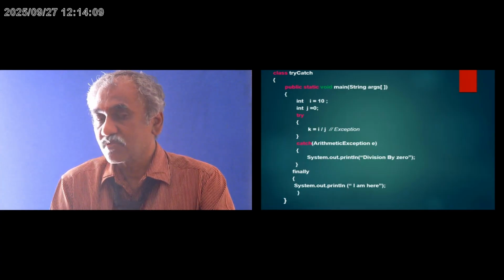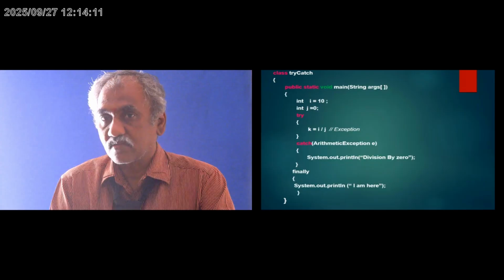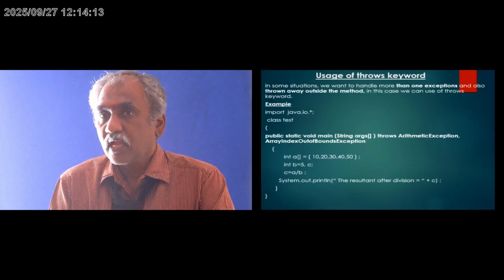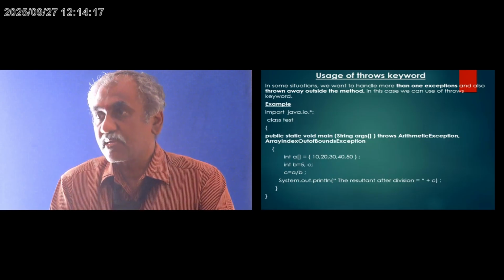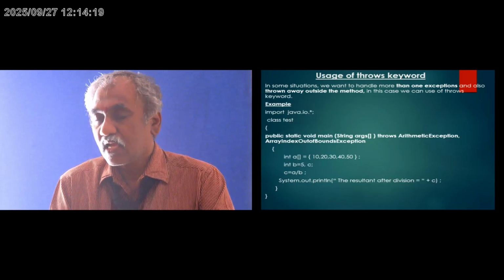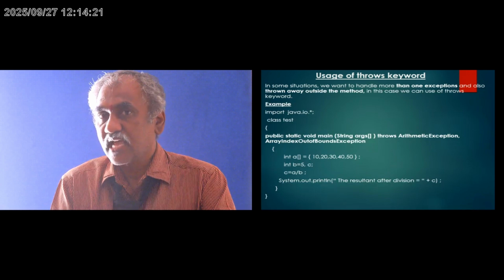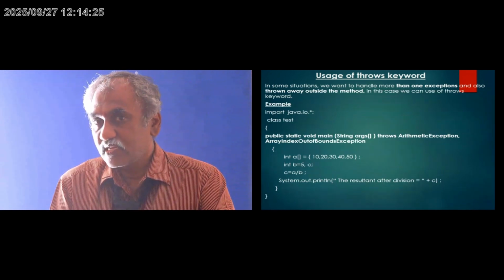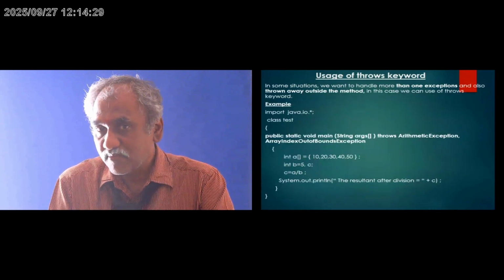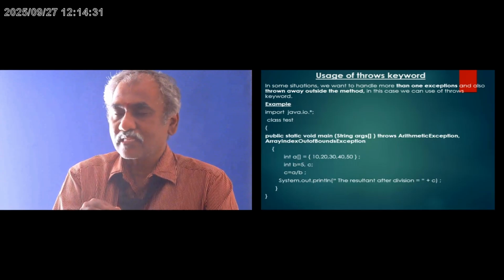This block is used to catch the exceptions. Suppose I am not interested in handling the exception in the program itself. I want to throw the exception to the outside. In this case, I use the throws keyword. You see that I am using throws with the exception, the array exception, on the main method. I will handle the exception on the outside.